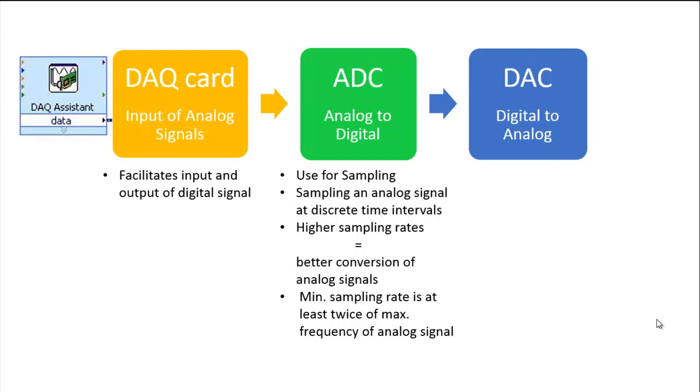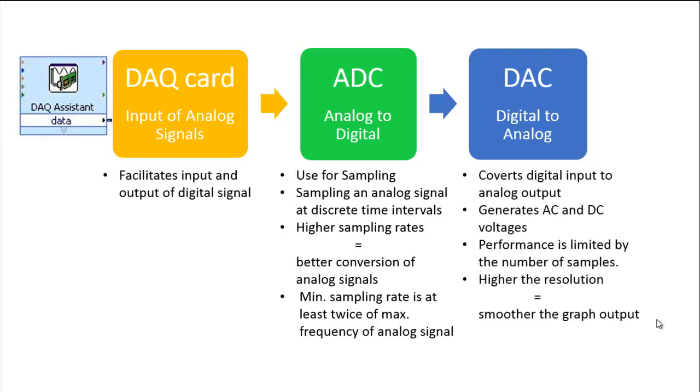As for ADC, it's normally used for sampling, and the sampling of an analog signal occurs at discrete time intervals. Also, the higher the sampling rate, the better the conversion of the analog signal. It's also extremely important to note that the minimum sampling rate is at least twice the maximum frequency of the analog signal. And as for DAC, it's used to convert the digital input signal that has been generated by the ADC to an analog output, and it is able to generate an AC and DC signal.